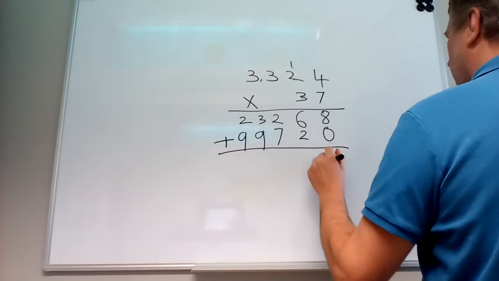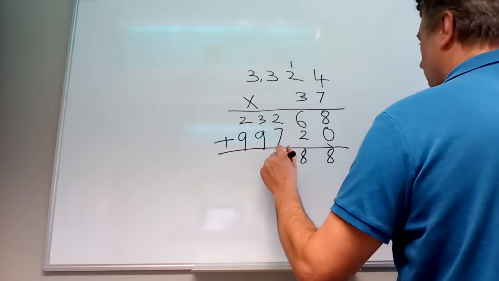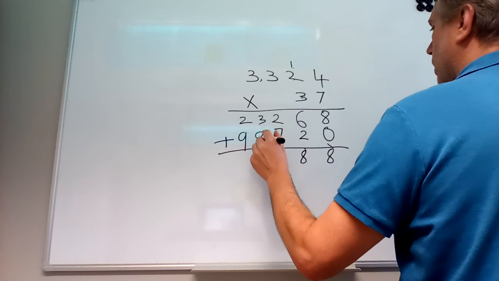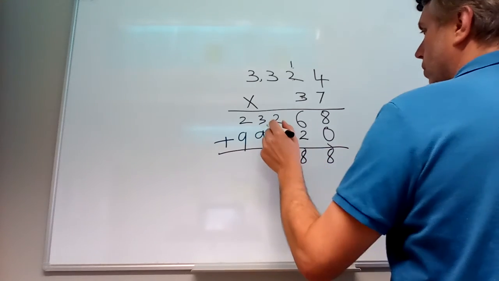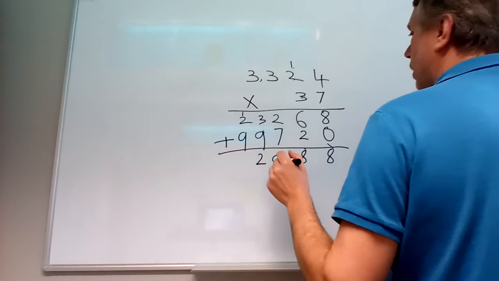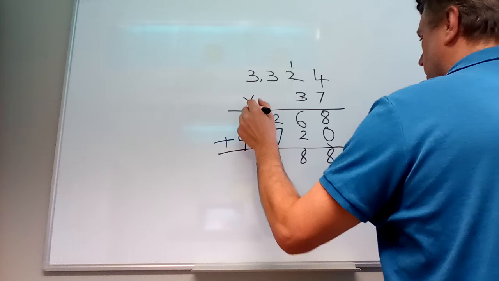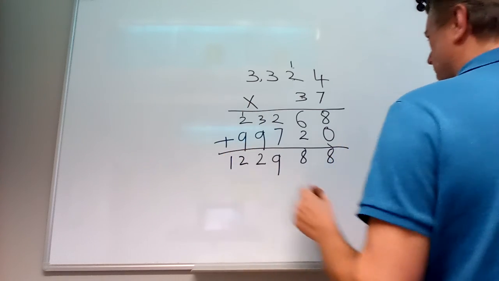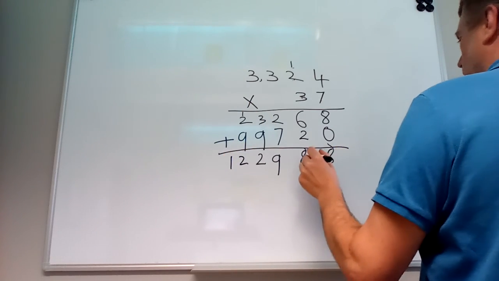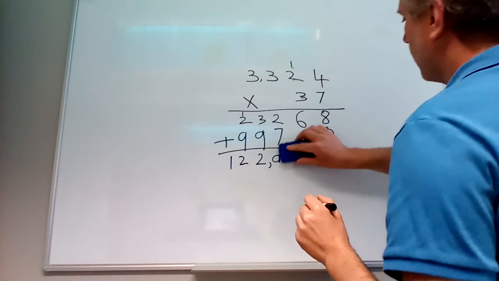8 plus 0 is 8. 6 plus 2 is 8. 2 plus 7 is 9. Now here we have 3 plus 9, that's 12. So we have to put our 2 and carry our 1 right here. And then we've got 9 plus 2 is 11, plus that 1 is 12. And then we need to go through 1, 2, 3, and put our comma there. So that's a 9 there.